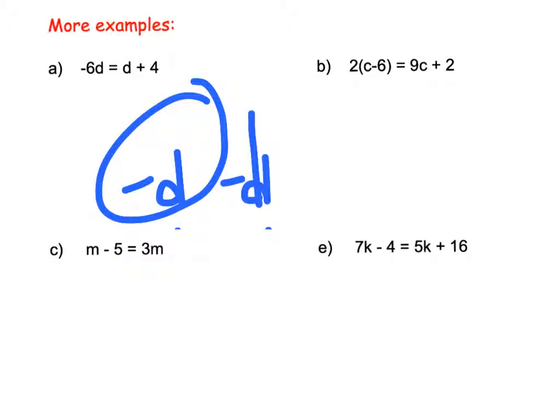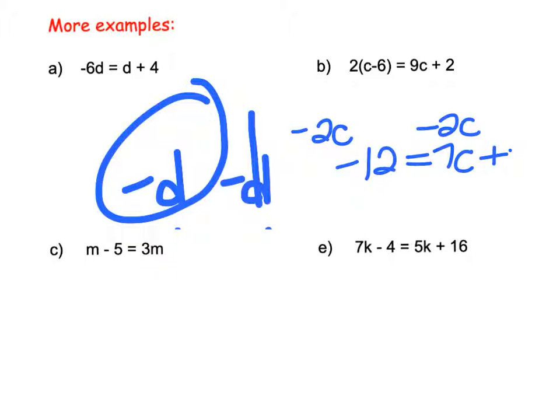Now I need to collect my like terms on the same side. So for this one, I'm going to move this 2c over there, just because I haven't done it yet, and for no other reason than that. So in order to undo that positive 2c, I'm going to subtract. And I have a -12 on this side and a 7c plus 2 on the right.